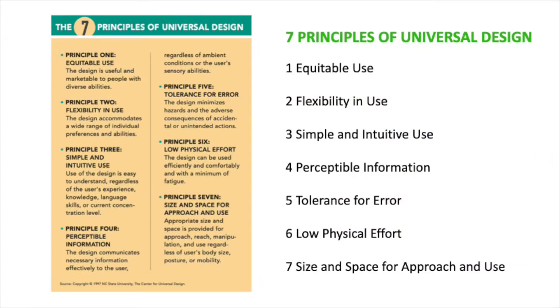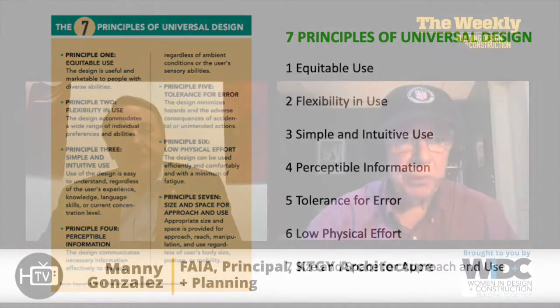Yeah, I'm going to read off the seven principles of universal design that were developed and that you implement: equitable use, flexibility, simple and intuitive, provides perceptible information, tolerance for errors if there's a mistake, low physical effort, size and space is appropriate. All kind of common sense things, isn't it? I mean, it's just kind of common sense, isn't it?